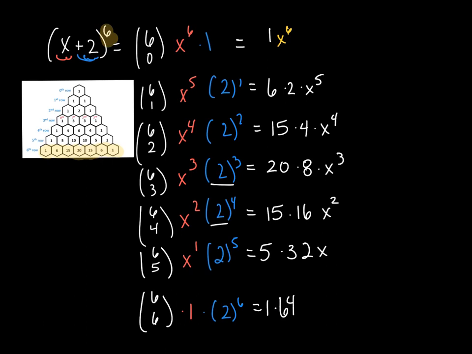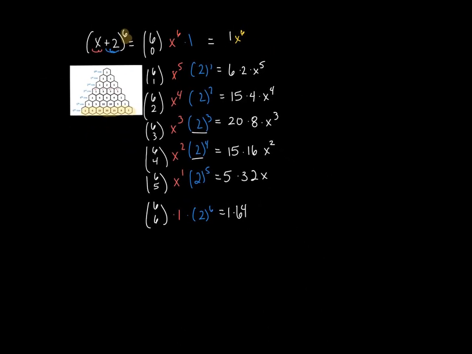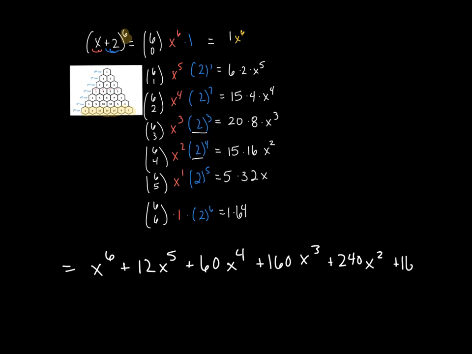So if I put this all together, I can write that out as an expansion. All of that would equal x to the 6th plus 12x to the 5th plus 60x to the 4th plus 160x to the 3rd plus 240x squared plus 160x plus 64.